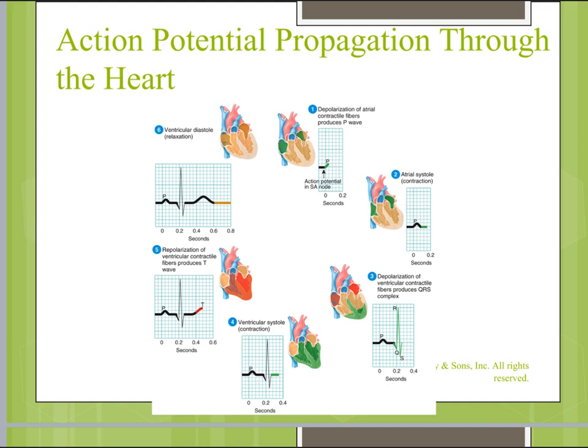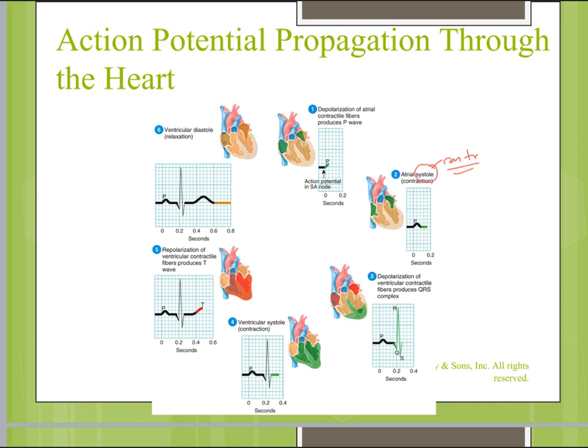Let's start overlapping cycles. So action potential propagation through the heart in conjunction with the EKG. So what's happening? Number 1, as that P wave is going up, our action potential in the SA node, depolarization of the atrial contractile fibers produce that P wave. Then we have atrial systole. So remember, systole is contraction. The atria are contracting at the time period that goes from the end of the P wave all the way to the QRS complex.